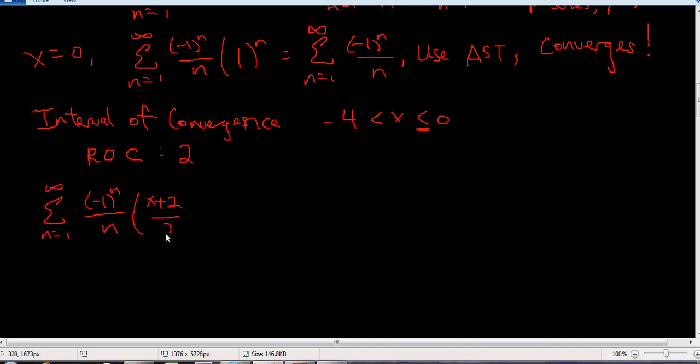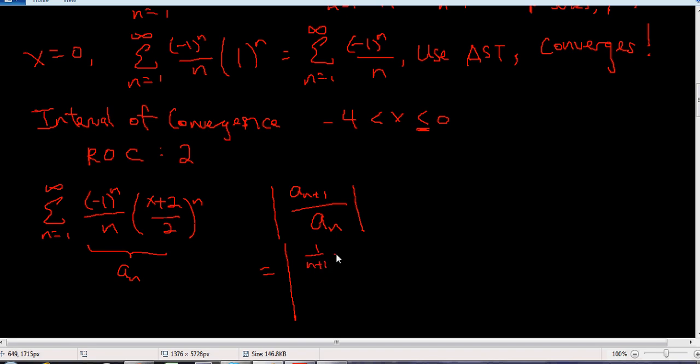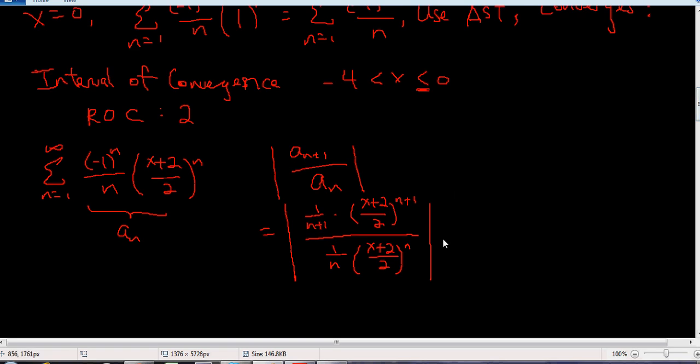Right, so this was our original series, and this is using the ratio test. Same deal, a_(n+1) over a_n. This is equal to 1 over n plus 1 times (x plus 2) over 2 to the n plus 1, over 1 over n times (x plus 2) over 2 to the n. And I suppose you could have just done this as an exercise to test yourself. So if you want something to try and check back with later, just turn off the video and skip to the end. But for now, I'm just going to keep on trucking.